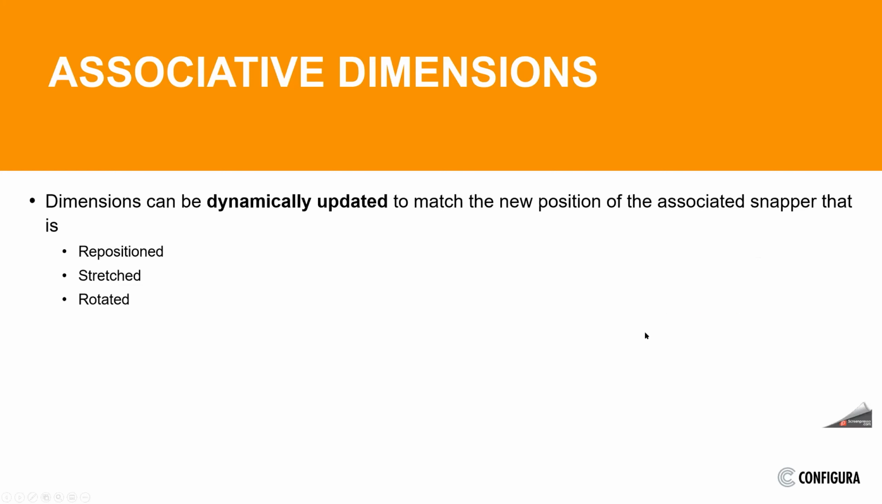Now, for example, if I were to place a table, another table, and I have my associative dimensions switched on, I snap it to these points right here. So when I reposition it, the dimensions will be dynamically updated. It updates itself. This works when you reposition, this works when you stretch, and this works when you rotate the symbols that are associated to it. I can show you a quick demo on this. All right.